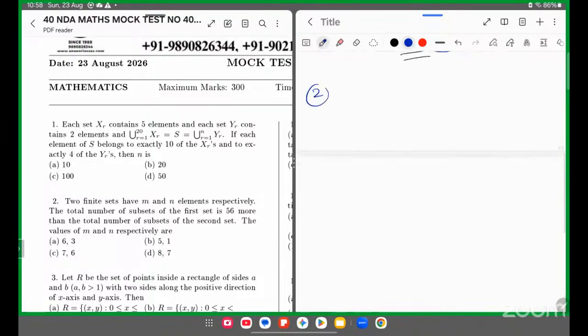Second one. Two finite sets have m and n elements respectively. The total number of subsets of the first set is 56 more than the total number of subsets of the second set. Find the values of m and n respectively. That means the number of subsets can be written as 2 raised to m and 2 raised to n. So 2 raised to m minus 2 raised to n is given as 56.